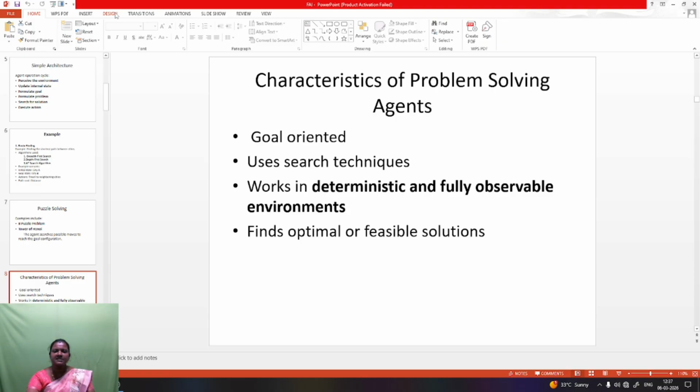Next, it uses searching techniques. It uses various searching algorithms like uninformed and informed searches, like breadth first search, depth first search, A-star search and so on. It works in deterministic and fully observable environments. Finally, it finds optimal or feasible solutions. Optimal solution means it is a complete solution. If there is a goal in the solution, then the algorithm or agent will surely find the goal. There is no failure to reach the goal. So only we call this an optimal solution.